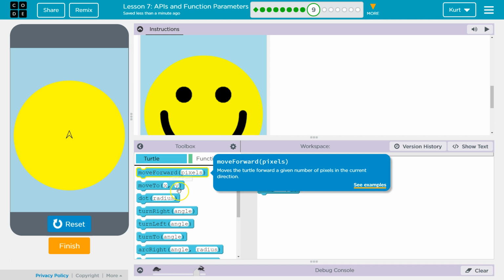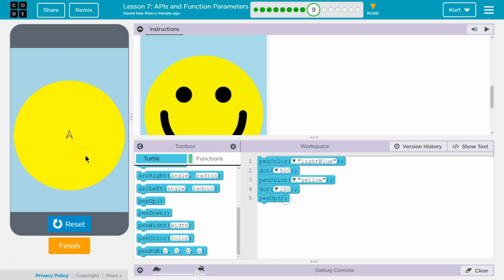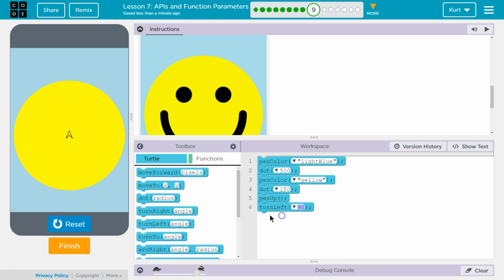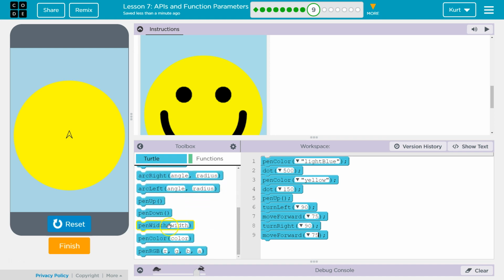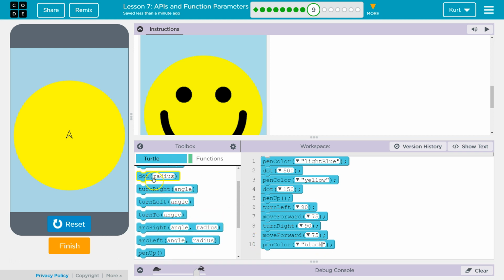Okay. And then I'm going to need to do pen up, I think. And I need to get to the eyes. So maybe if my radius is 150, that means it's 150 to here. So I'm going to go over maybe 75. Let's see. Turn left. Move forward. And try 75. Turn right. Move forward, 75. Pen color. And then we need a circle or a dot. I'm going to say radius 15. This is probably wrong. Let's see. Oh, hey, that's not bad.